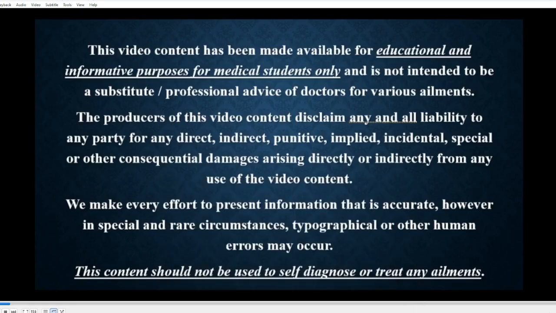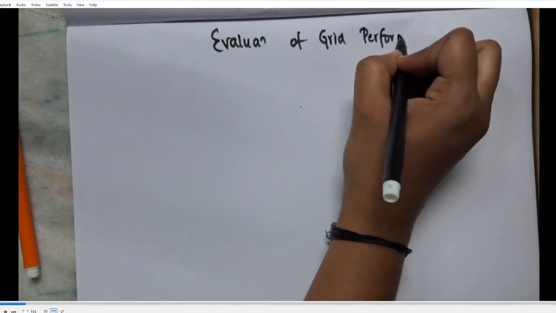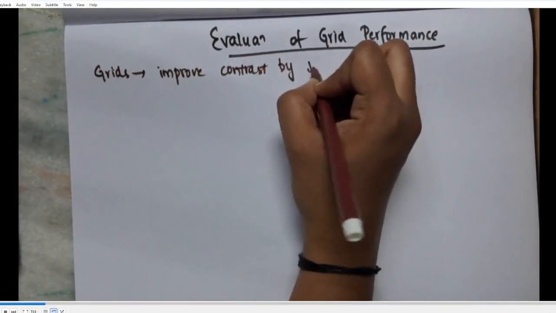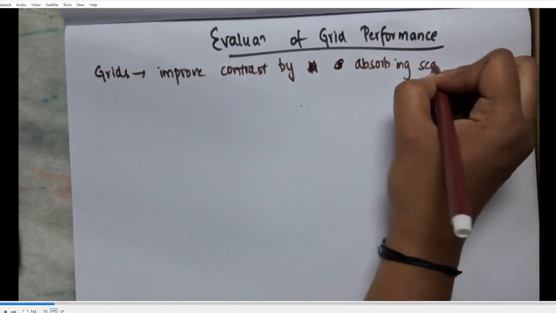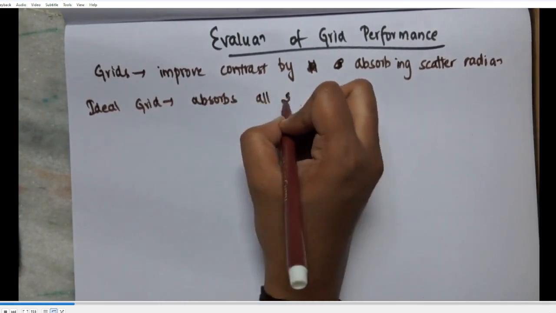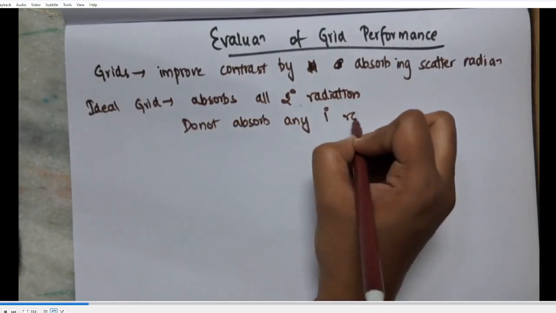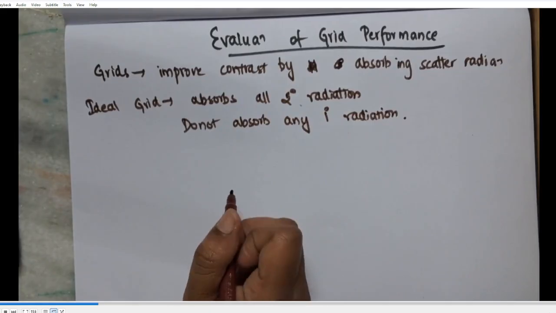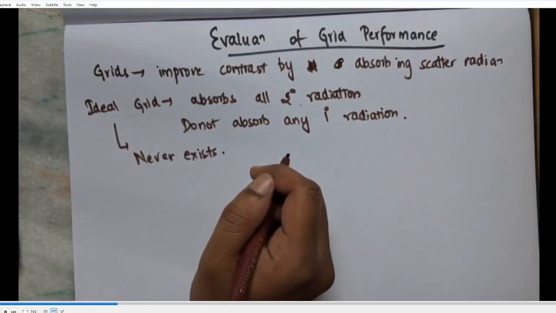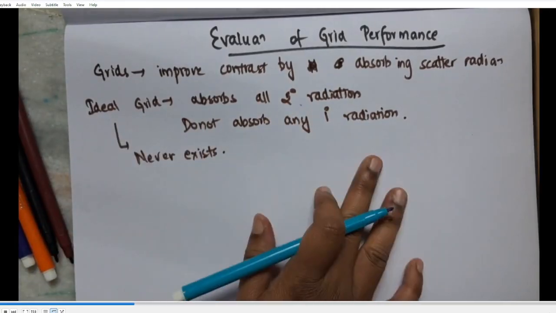Hello friends, let us now learn some important points about the evaluation of grid performance. Grids are mainly used to improve the contrast by absorbing the secondary radiation before it reaches the film. Ideal grids should be able to absorb all the secondary radiation but not absorb any primary radiation. This would give maximum film contrast without an unnecessary increase in patient exposure.